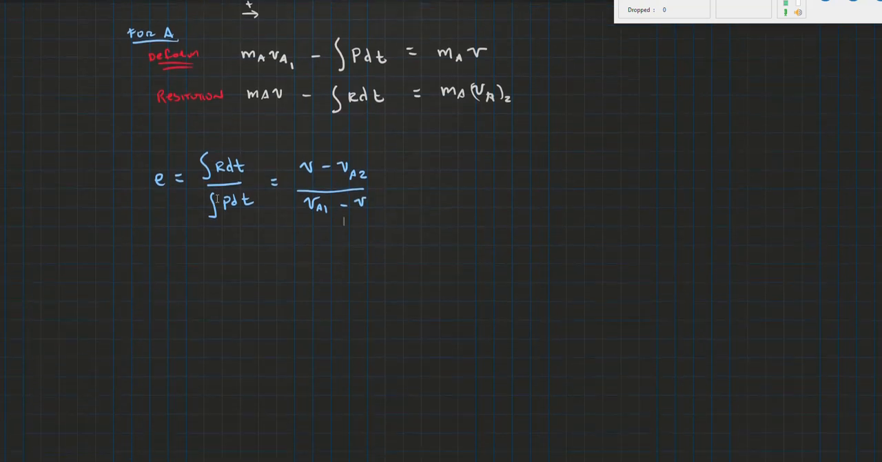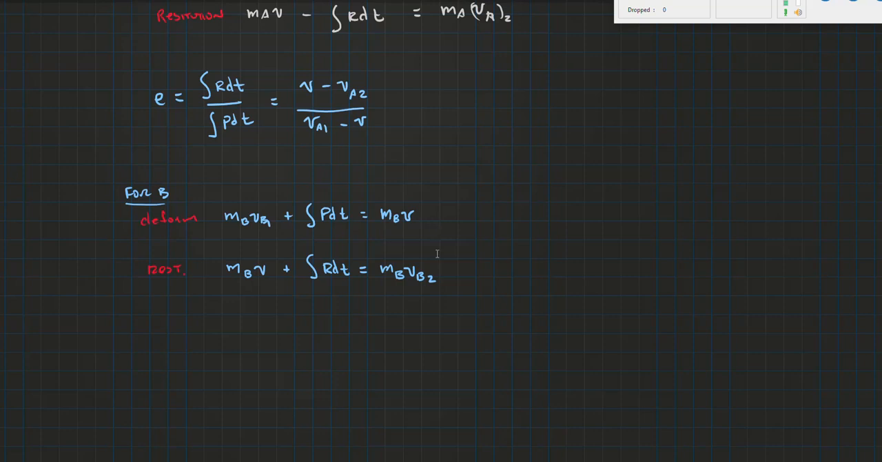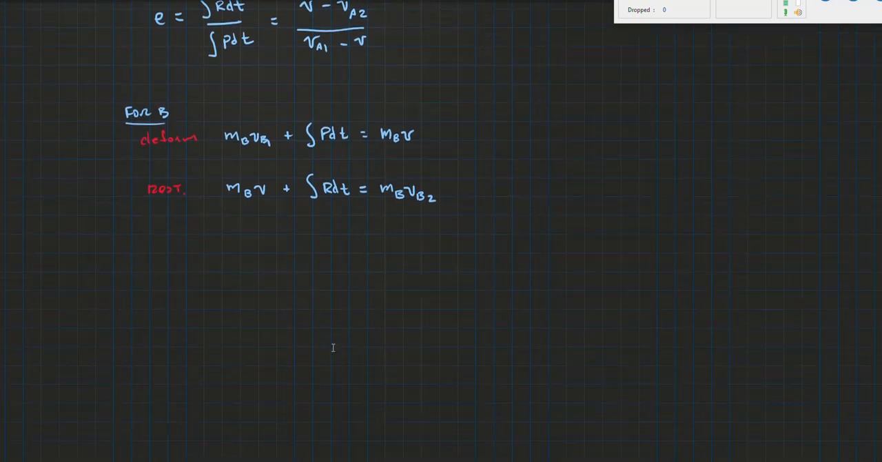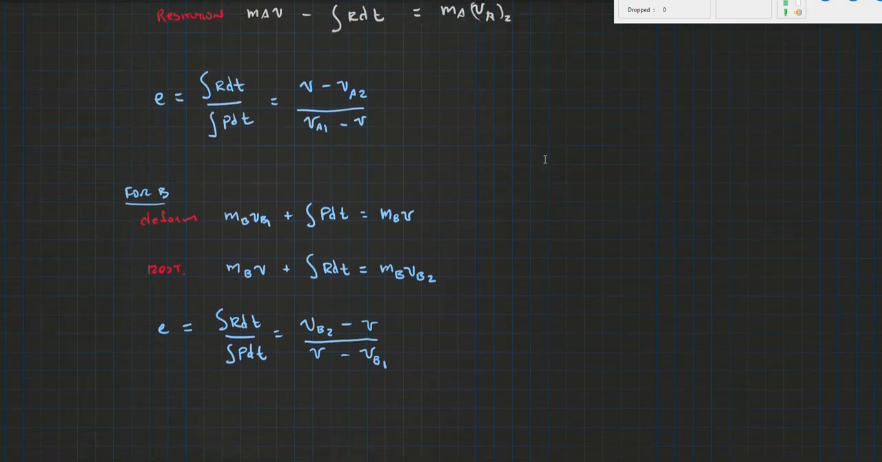Now I can do the same thing, same idea here for B. So these would be the impulse momentum equations for B. Then coming up with restitution, where I would take again the integral of r dt over the integral of P dt. This is going to equal, and I would have this relationship.